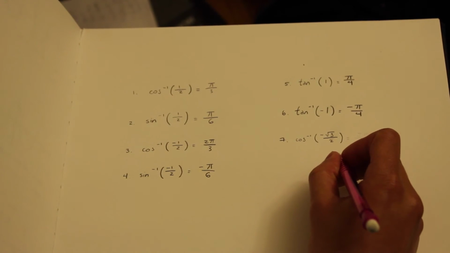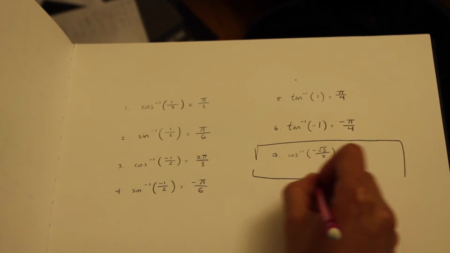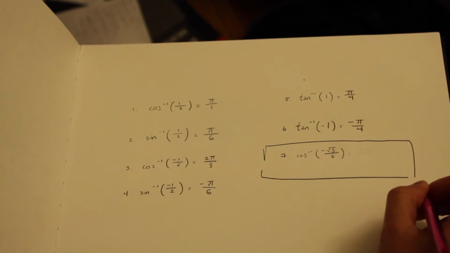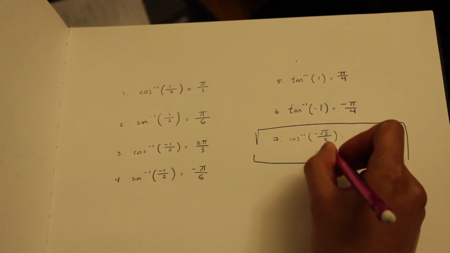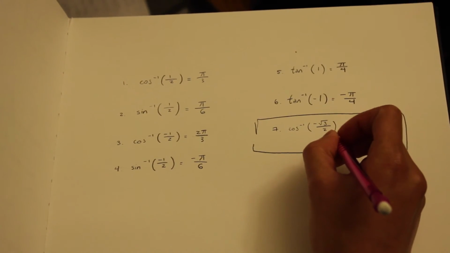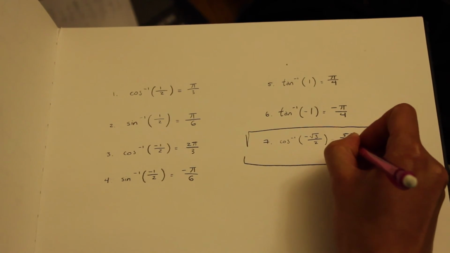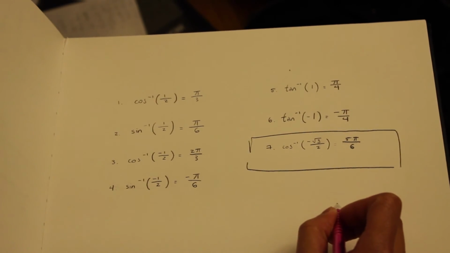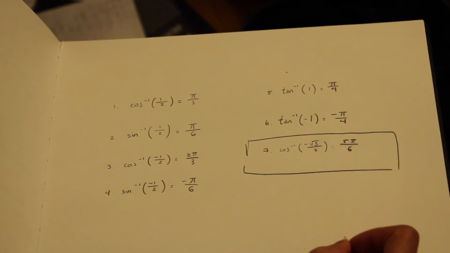Uh-oh. Number 7 looks a little hard. I guess we'll do this one together. Okay, so the cosine inverse of negative radical 3 over 2 is actually 5 pi over 6, if you remember the inverse graph, because it goes into the second quadrant instead of the fourth quadrant.